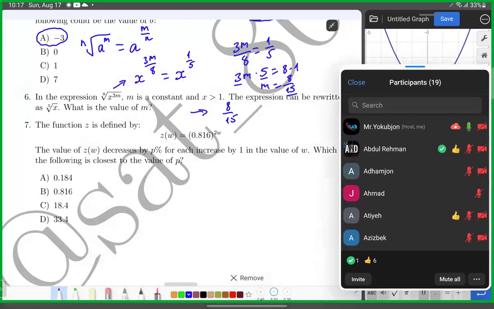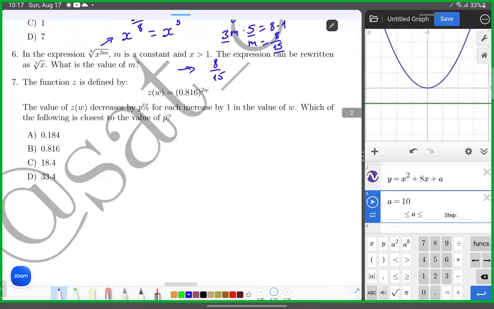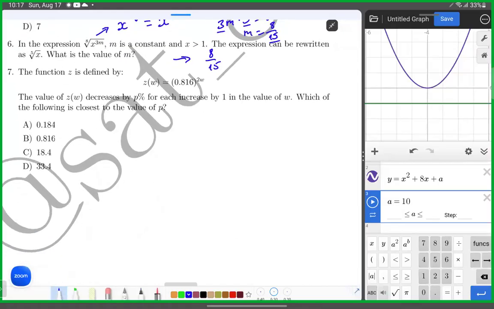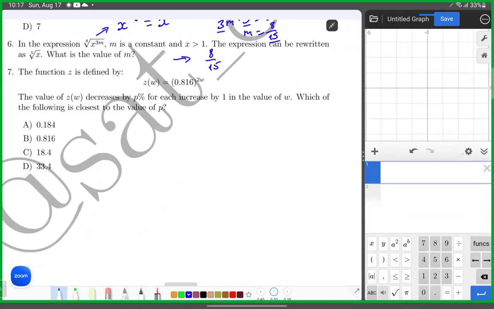Okay, very good. Thank you. Let's continue. Let's solve the next question about the function. This one also appeared on the December SAT test.